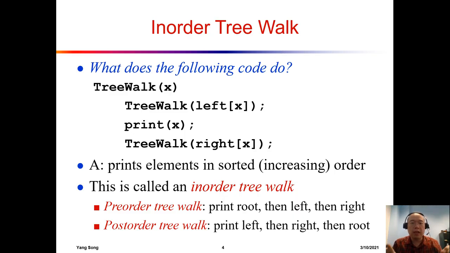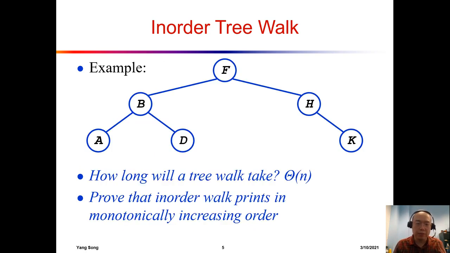This is called the in-order tree walk because we visit the root in the middle. If we put this line of code to touch the root at the very beginning, then we have the pre-order tree walk. Another way is to put this line, which touches the root of the tree, at the very end, which is here, and then you have the post-order tree walk. So there are three ways to do the tree walk, or traversals.